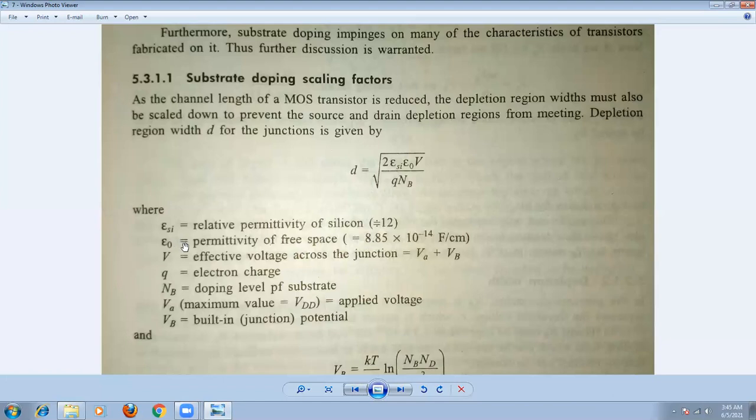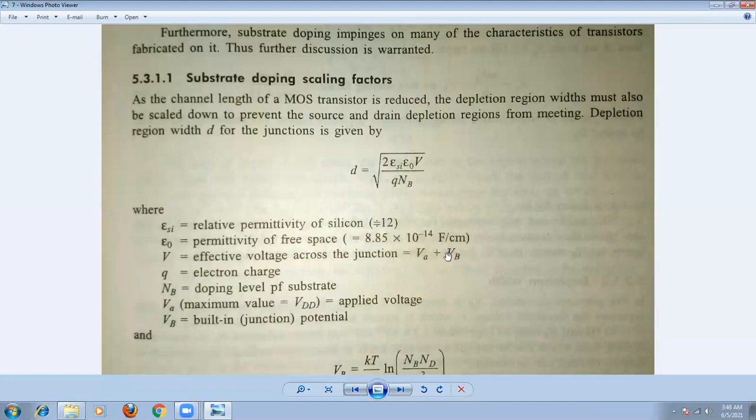So the relative permittivity of the silicon material is 12, and epsilon naught is the absolute permittivity of free space. Already we discussed, it is 8.854 into 10 power of minus 12 farads per meter, and in terms of centimeters it is 8.854 into 10 power of minus 14 farads per centimeter. And V is the effective voltage across the junction, given by the applied voltage plus the built-in potential. So V is equal to applied voltage plus VB.